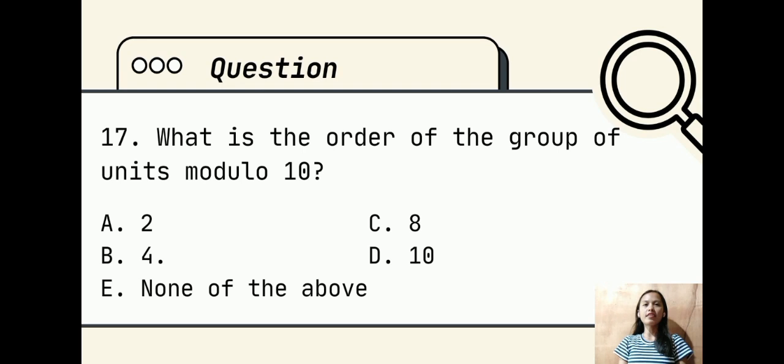Number 17. What is the order of the group of units modulo 10? A. 2, B. 4, C. 8, D. 10, E. None of the above.